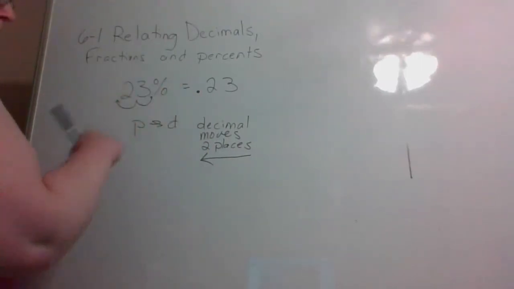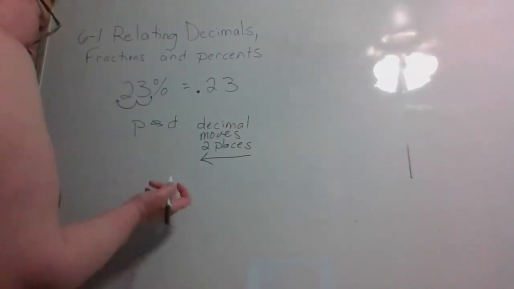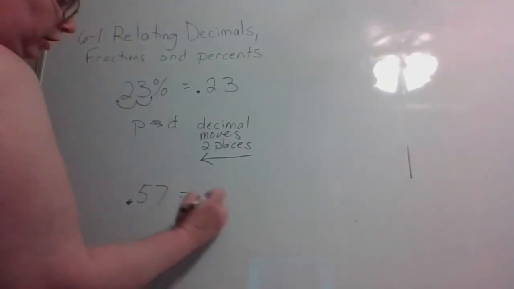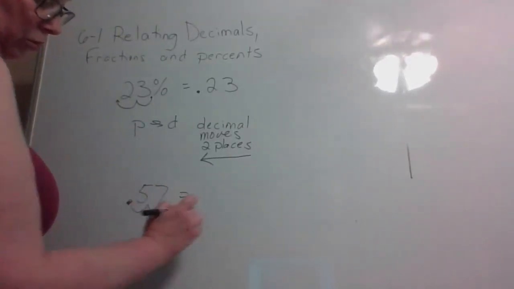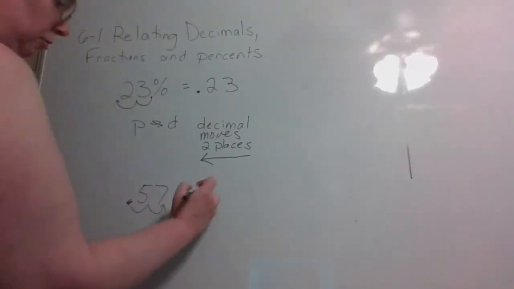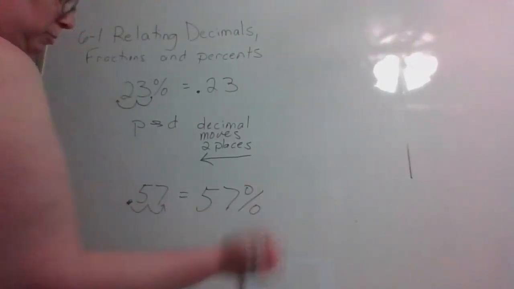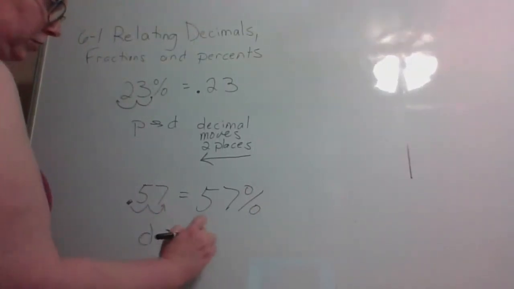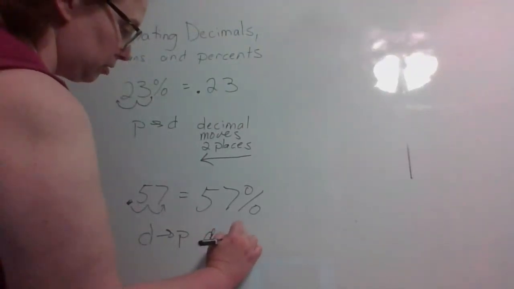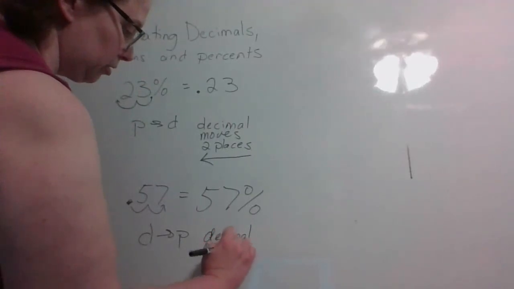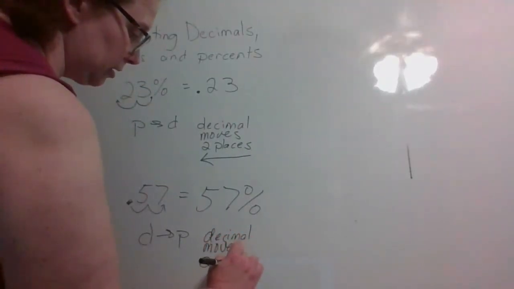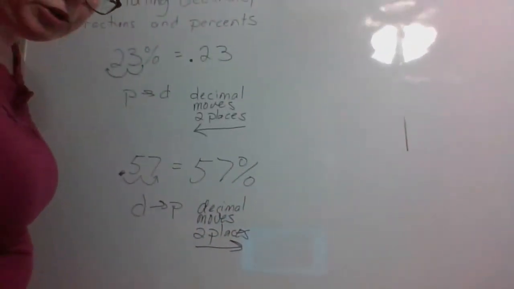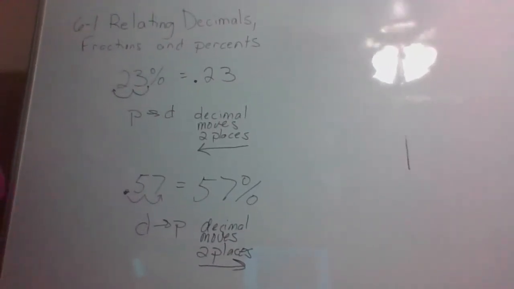The other way to go is from decimal to percent. Say we have this, and we're going to change that to a percent. What you're going to do is move that decimal 2 places to the right. So this would become 57%. And if you want to take some notes here, decimal to percent, the decimal moves 2 places right. So a very simple transition from decimals to percents and percents to decimals.